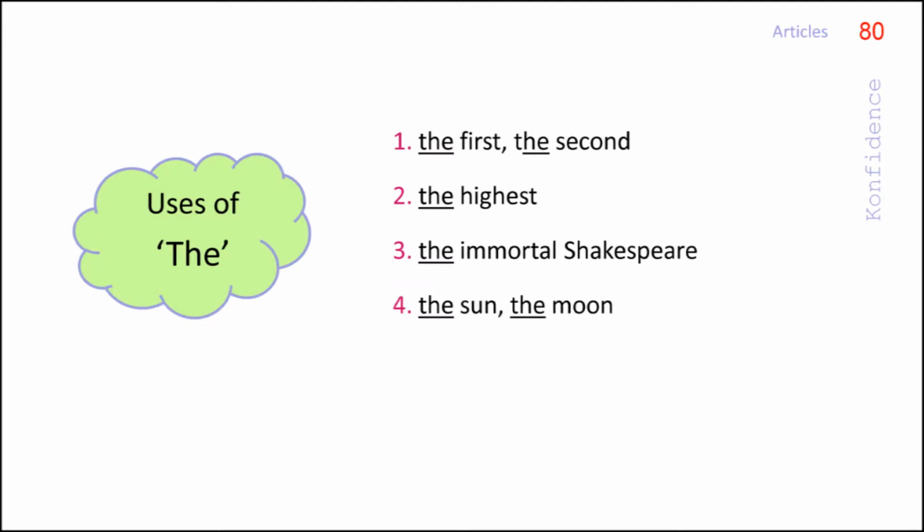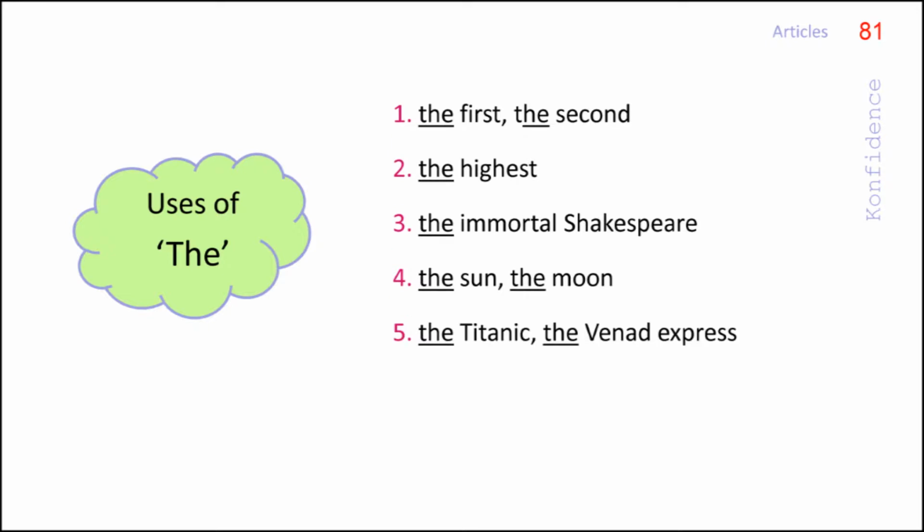Common nouns of which there is only one always take "the" before them. Note the example 4 given in the slide. We studied that if a common noun is used in a general sense, it does not take an article before it. But in this sentence, the common nouns sun and moon are special. They are one of their kind. As they are unique to us, "the" is used before them.